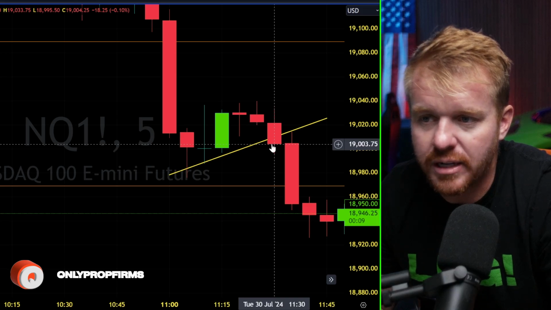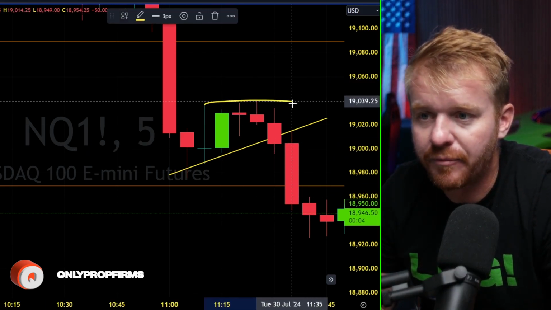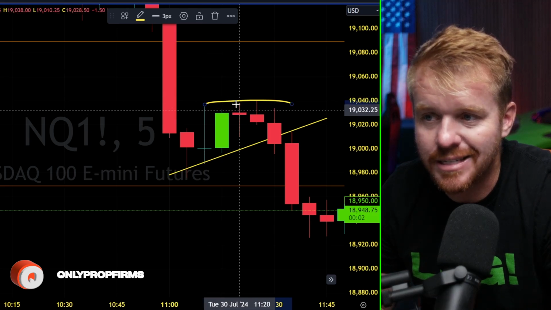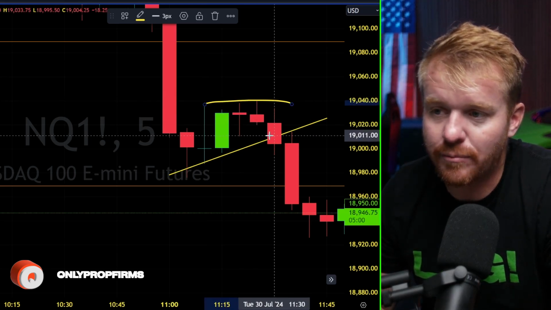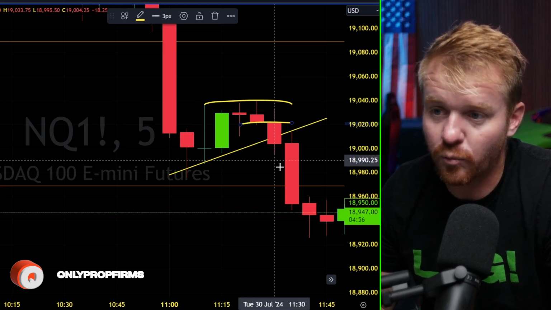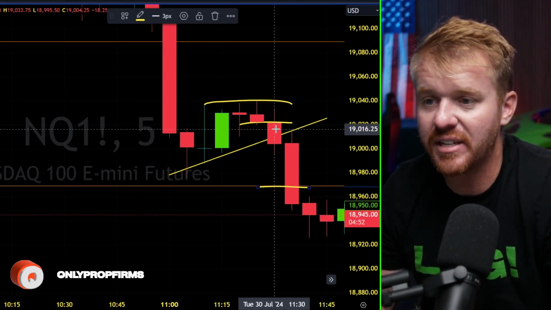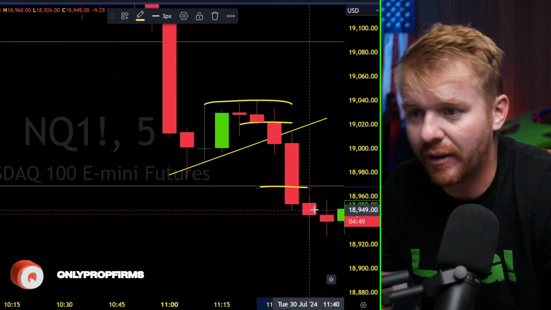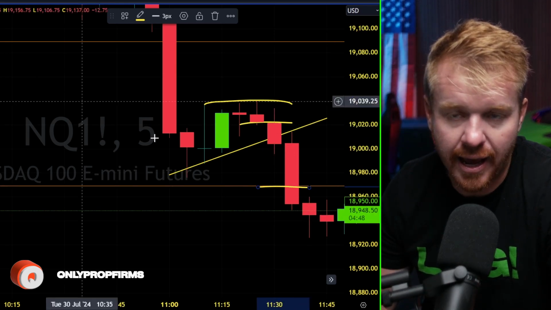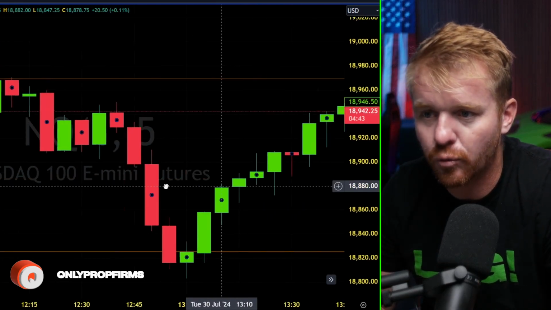If I'm getting short here for the break below 19,000s, well, I obviously don't want it to get above this area. I can see there's resistance. So if I'm shorting the 20 break there, my stop's at the 40s, I'm risking 20 for the move down here to the 960s, 970s. That's a 50 point, 60 point trade all day. I'll take that. Risk reward wise, it's there, it's rocking, it's rolling.